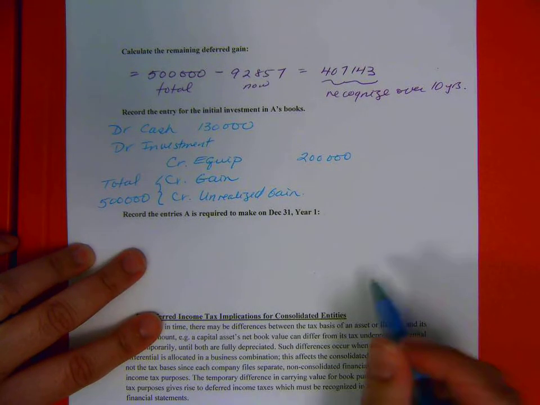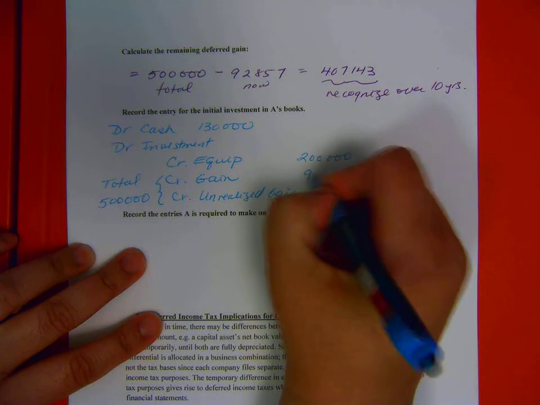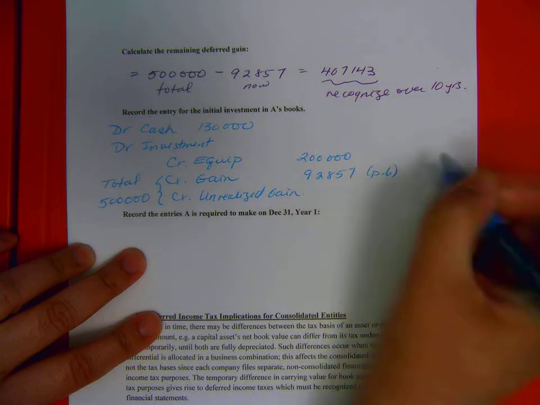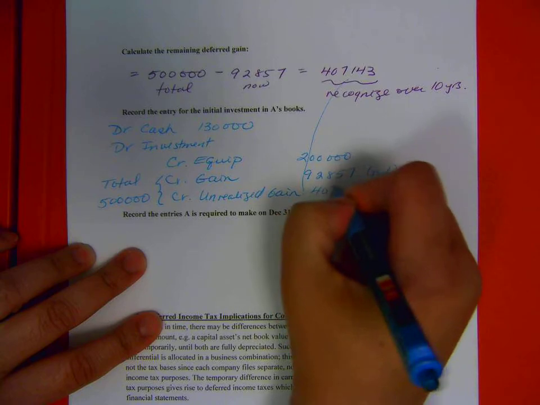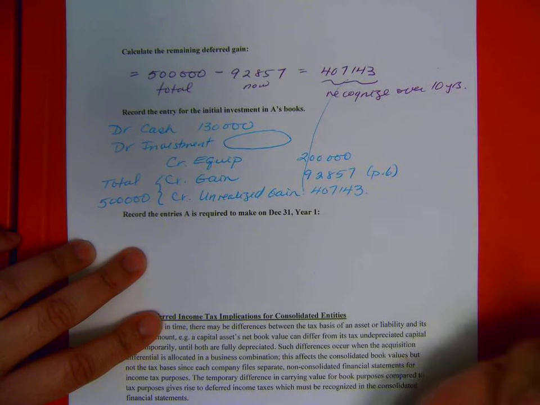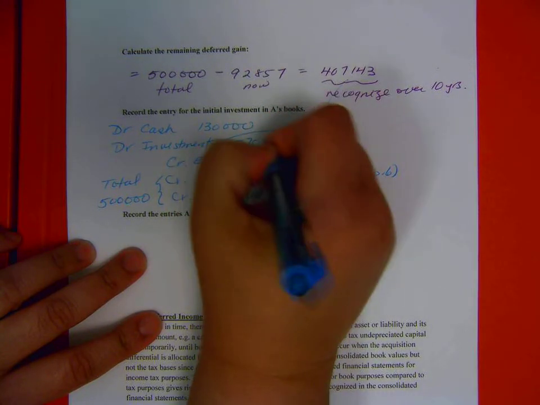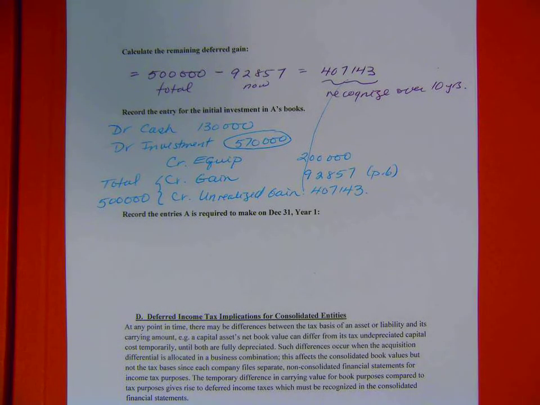So on page 6, we said we can recognize 92,857 from page 6. And the remainder goes down here as 407,143. And again, we can fill in the blank for the investment or just look at the balance sheet since we have it. Bear in mind, most questions you won't have the balance sheet, so you'll just fill in the blank, and that's going to be our entry.